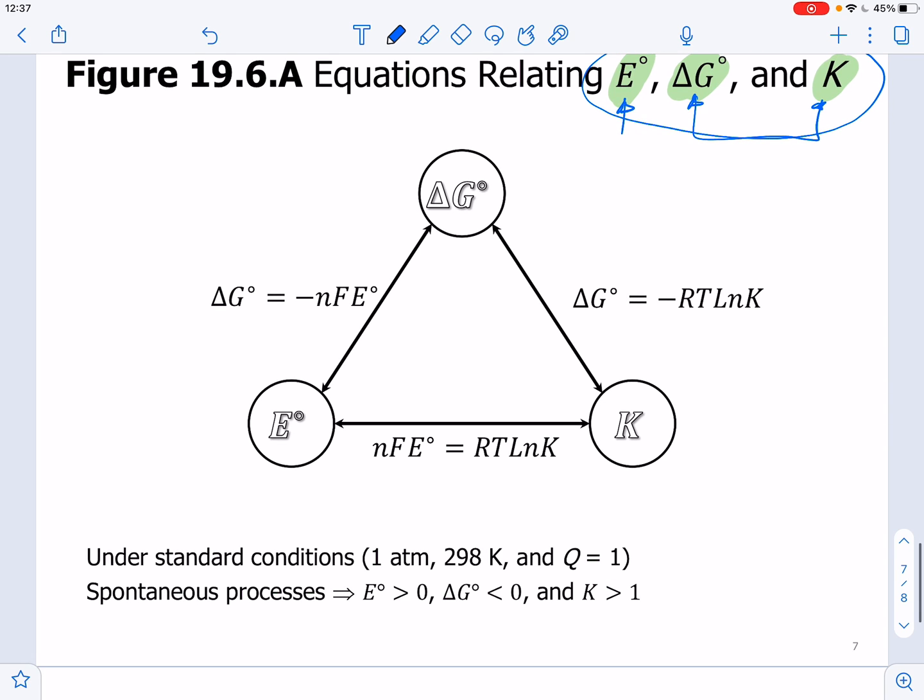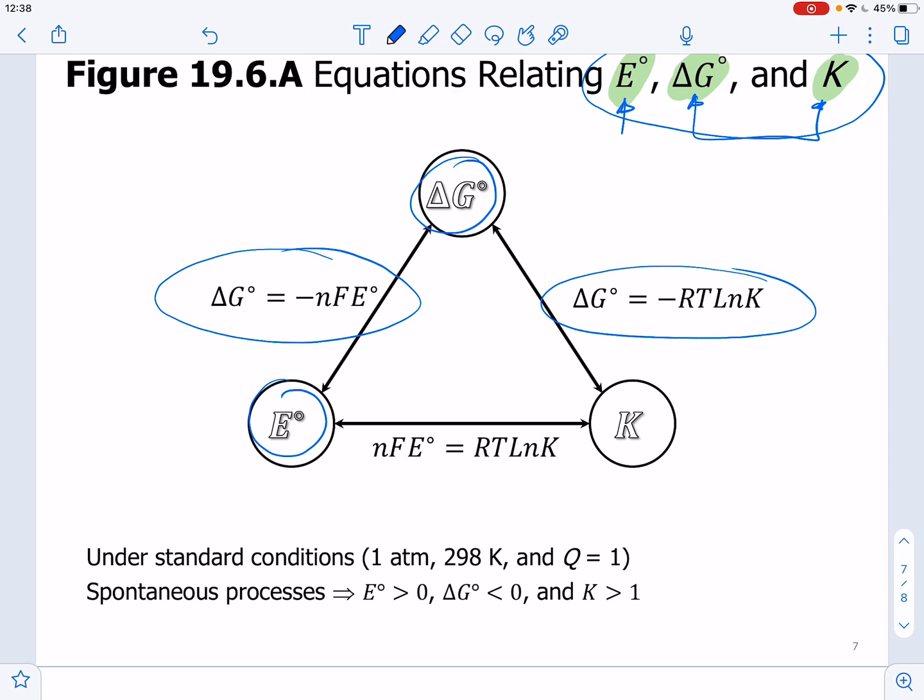And here in this triangle that I have, I just want you to realize that within these 3 quantities, you can relate each pair of those quantities. So if all you want is to calculate delta G from E and vice versa, then you use this equation. And the one that you are already familiar with is delta G equals minus RT logarithm of K. So you knew this one before, and we are introducing this one now.